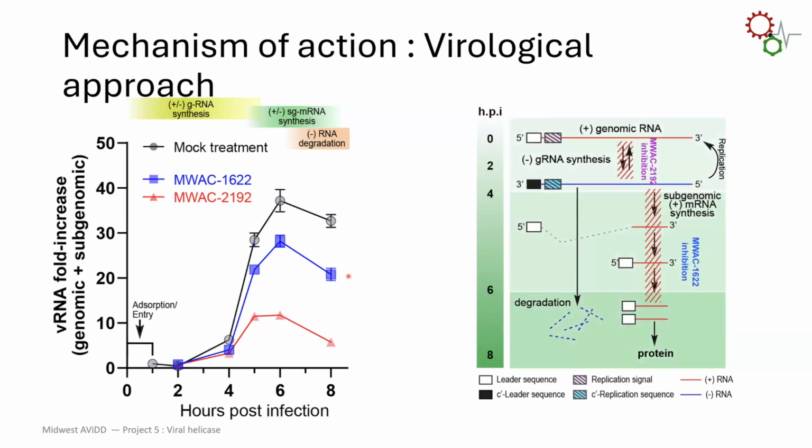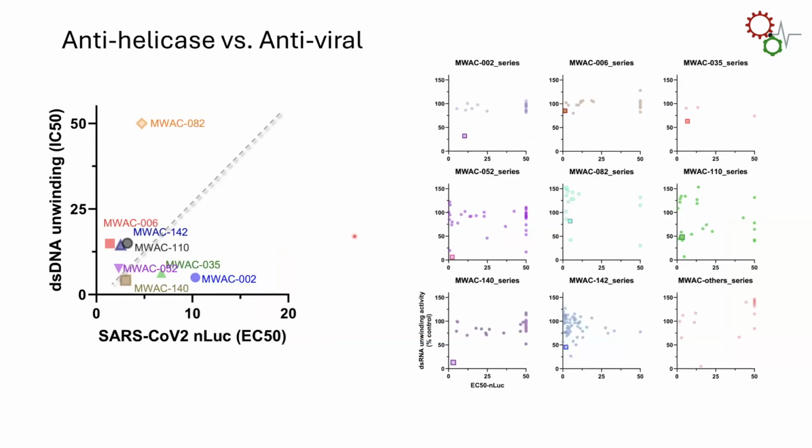But our current notion is that the 1622 probably works through subgenomic RNA synthesis inhibition, but the 2192 may inhibit all the processes or all the infections. That's what we are seeing. So what I'm saying is that this much of the extent of the RNA may be coming from genomic RNA synthesis, and this much of a deficit may be coming from the messenger RNA synthesis. That's our current model.